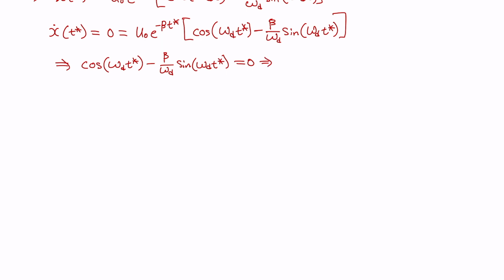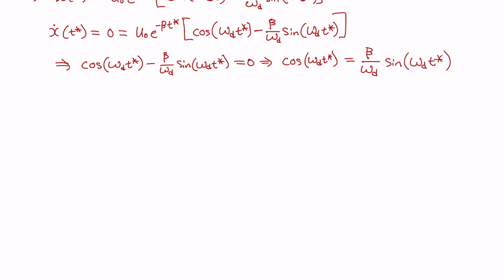From here, what we're going to do is move the sine term over to the other side. So we'll get that the cosine of omega d t star is equal to beta divided by omega d times the sine of omega d t star. I left out a star here. Let me go back and add that in. So we have omega d times t star in the cosine.